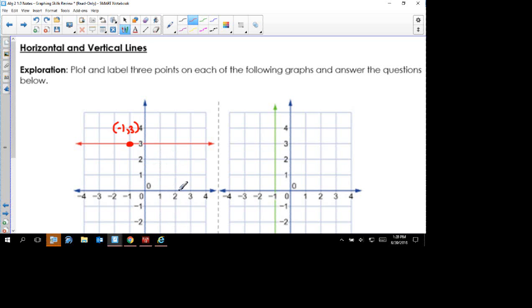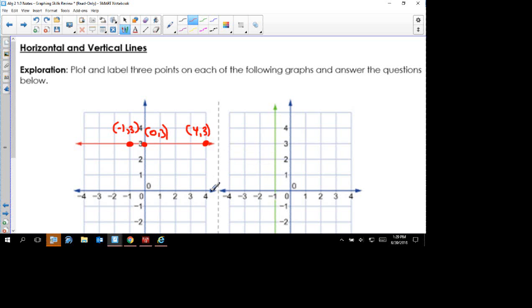Okay, and then we can pick another point, maybe that one. To graph that one, I would start at 0, go nothing to the left or right, and then go straight up 3, so (0, 3). And then how about I go all the way over here? That would be (4, 3). You can pick whatever points you want.